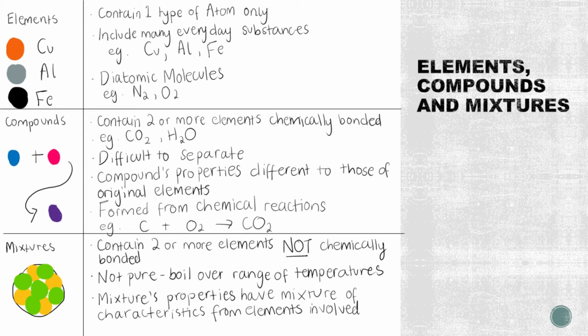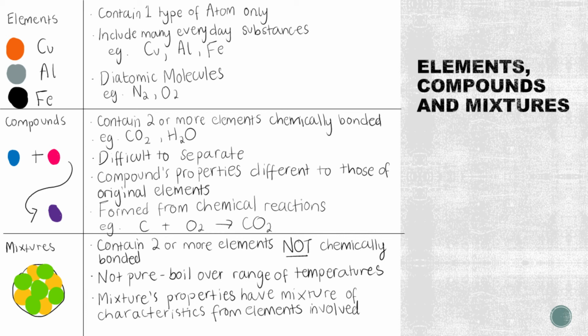Next, compounds are two or more elements chemically bonded together, often formed in chemical reactions. These are not easy to separate into their component elements either. The properties of a compound are not related to the properties of its component elements. For example, iron sulfide is not magnetic like iron is, and it's not yellow like sulfur is, showing how it's a complete rebel as its properties are unique from its component elements.